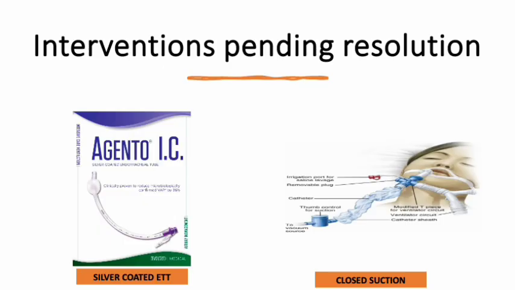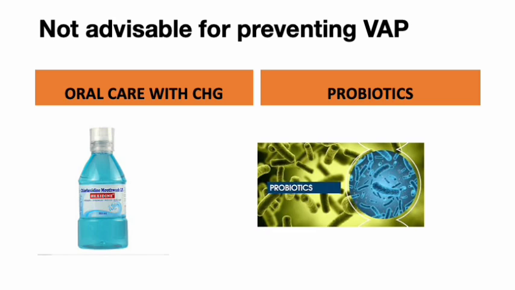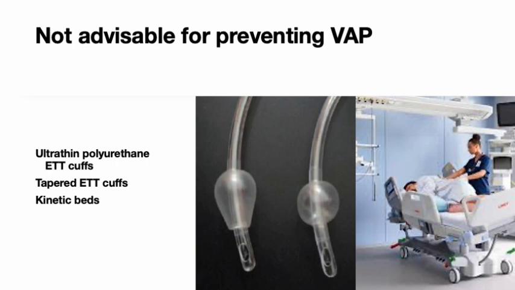Some interventions like silver coated ETTs, which are antibacterial, or antiviral closed suction systems, have mixed evidence and are not recommended for routine use, but can be applied if VAP rate remains high. Chlorhexidine mouthwashes, though previously recommended, and the use of probiotics in ICU can be harmful and can even increase the VAP rates and should not be used.